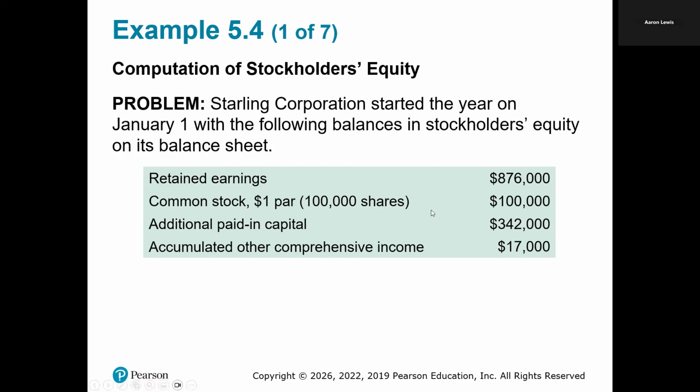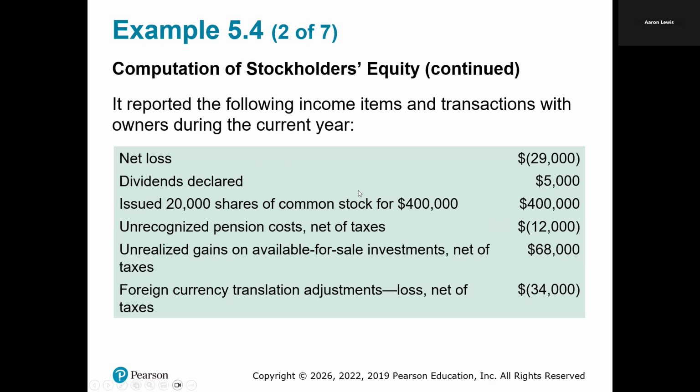And as a reminder, that is $1 par common stock. But we issued them for a total of $400,000. We had pension costs of $12,000 net of tax. We have an unrealized gain on an available for sale investment, net of tax, of $68,000, and we have an unrealized loss in this case on a foreign currency translation adjustment of $34,000. So these are all items that either have actually changed the value of our business, these guys up here, or they will, these three components of AOCI down here.